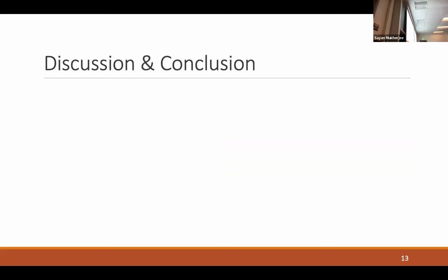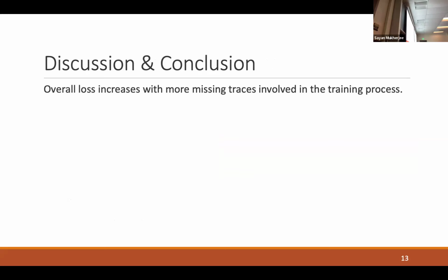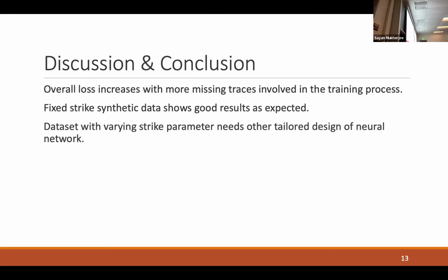So to wrap up, the overall loss will increase if we have more missing stations. The fixed strike should do well, otherwise it would be nearly impossible. But for the varying strike parameters, we have to do something different to get better results.